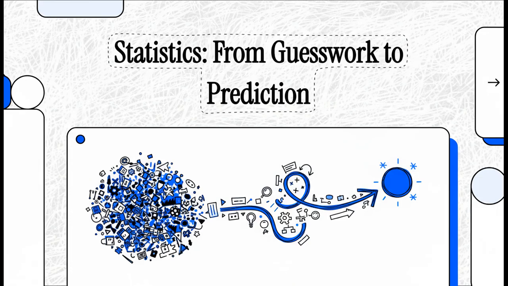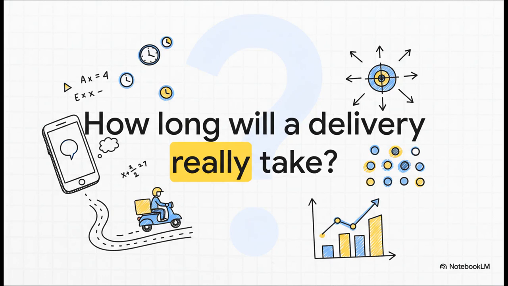So, have you ever wondered how an app can look at just a chaotic mess of data and somehow pull out a single confident prediction? Well, today we're going to go on that exact journey from pure guesswork to actual powerful prediction. Let's dive in.